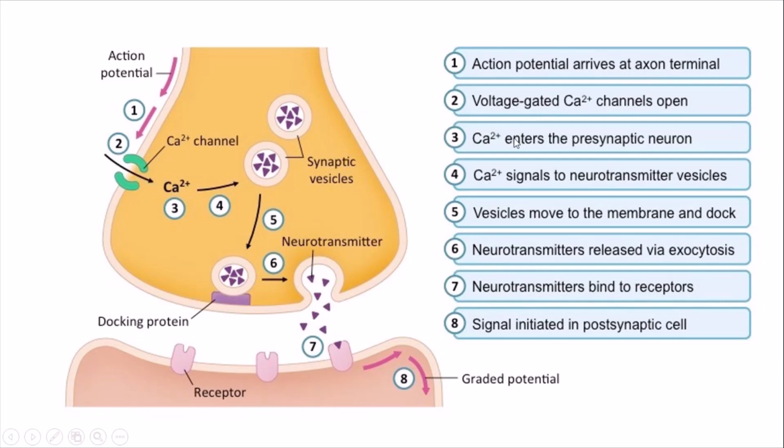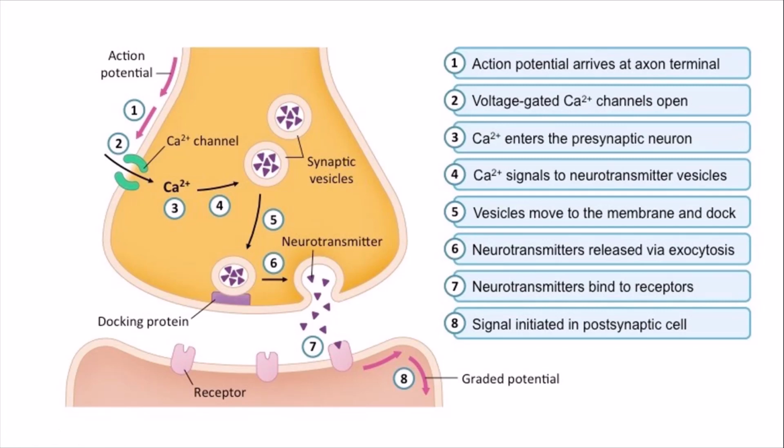When calcium enters the presynaptic neuron, what happens? The calcium signals to the neurotransmitter vesicles, the synaptic vesicles, so that in step 5 they move downwards and dock on the presynaptic membrane. And then in step 6, we have the release of the neurotransmitter by exocytosis. Then the neurotransmitters are in the synaptic cleft, I'm sorry. They bind on the receptors, the proteins on the postsynaptic membrane, and they initiate the postsynaptic potential.